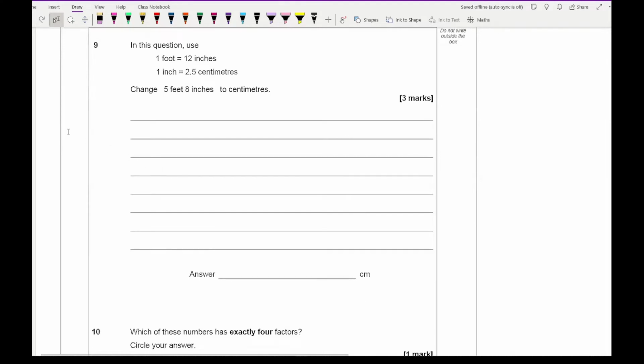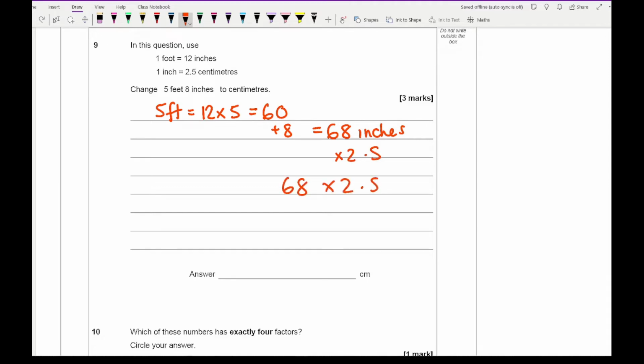Then moving on to question 9, it says that in this question use that 1 foot equals 12 inches and 1 inch equals 2.5 centimeters, and we want to change 5 feet 8 inches into centimeters. So first of all, we know that 5 feet is going to be 12 times 5, which is 60, and then we need to add 8 inches to that, so that then becomes 68 inches. Now from this, what we then want to do is multiply that by 2.5. So what we then need to do is 68 times 2.5. Now you can either use the column method or the grid method, whichever way of multiplying with decimals you work at, but you should have the final answer of 170.